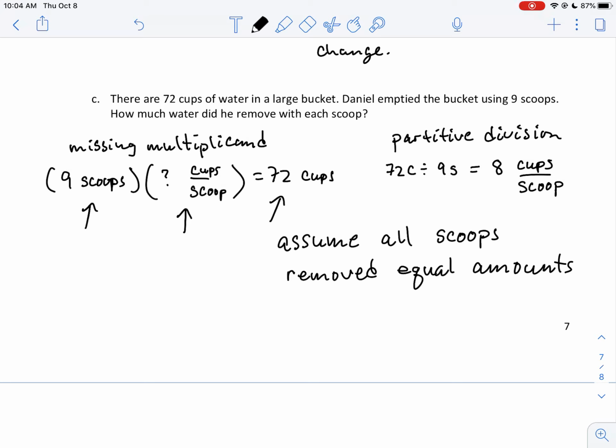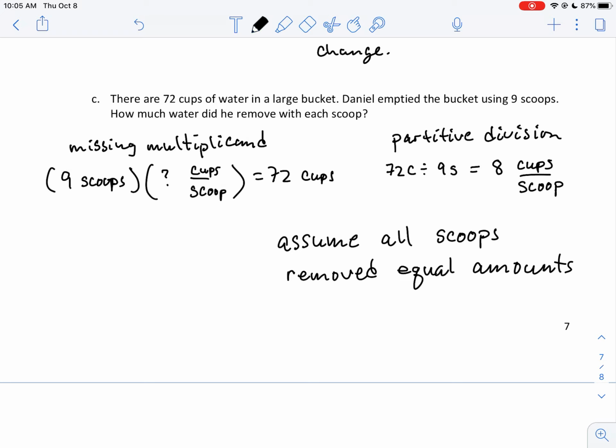We're trying to find the amount per scoop. Whenever you know you're trying to find an amount per something, amount of one thing per something else, then that's a good indication you're missing a multiplicand, which means partitive division is the correct flavor of division. You're dividing 72 cups by 9 scoops to get 8 cups per scoop. That's an example of partitive division.